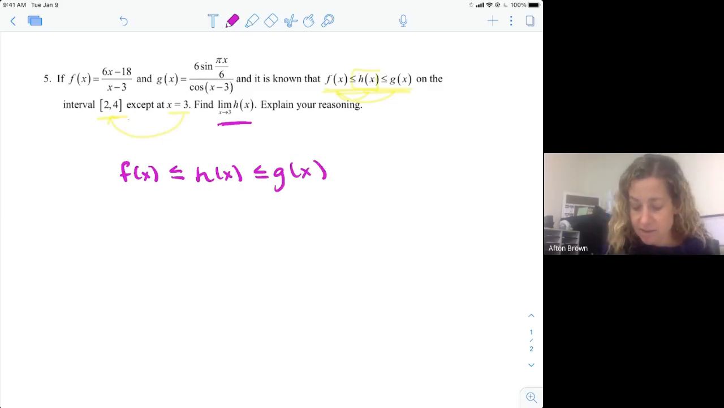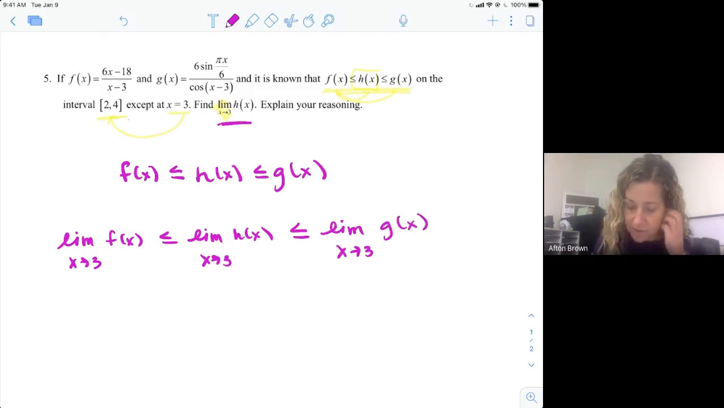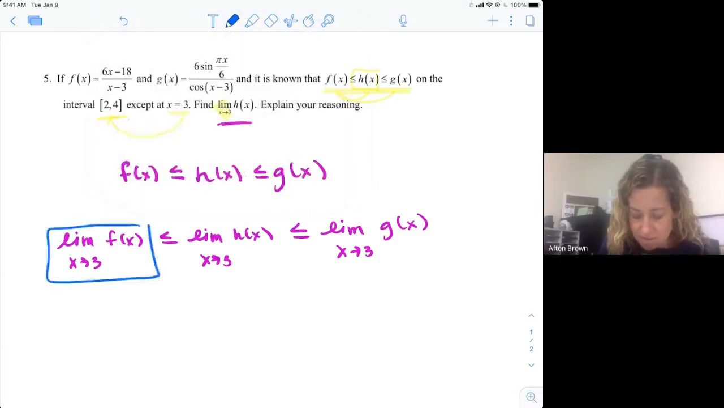I'm just going to add this limit in front of all 3 of these. So I'm going to add the limit as x goes to 3 in front of f of x, and I'll add the limit as x goes to 3 in front of h of x, because if the first statement is true, then this statement must also be true, because I'm doing the exact same thing to everything. Okay, and they told us this statement was true, that was given. So again, if this statement is true, this must also be true. So now it comes down to, can we evaluate each of these limits on the end?